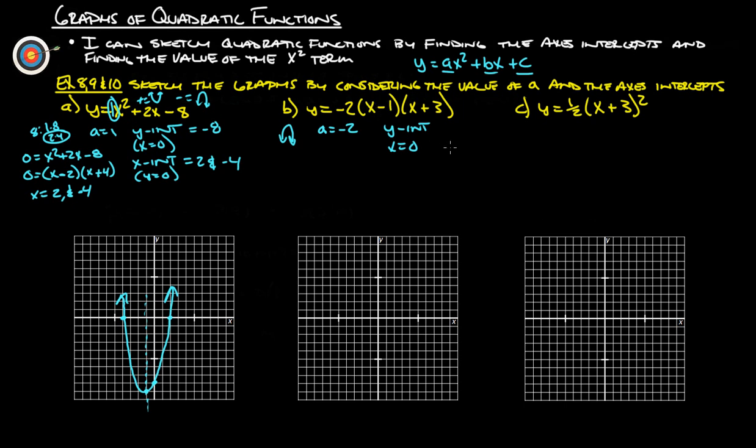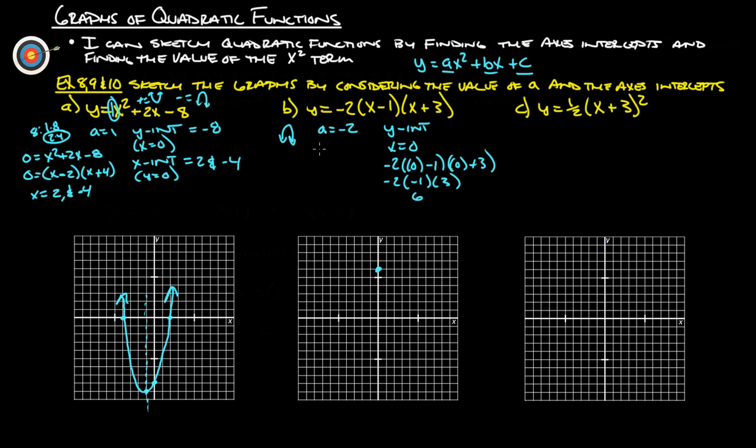So what we're going to do here is we've got -2 times 0 minus 1 times 0 plus 3. Right? So that's -2, that's -1, and that's positive 3. So that's 2 times 3 gives us 6 for the y-intercept. So we know that the y crosses the y-axis up here.